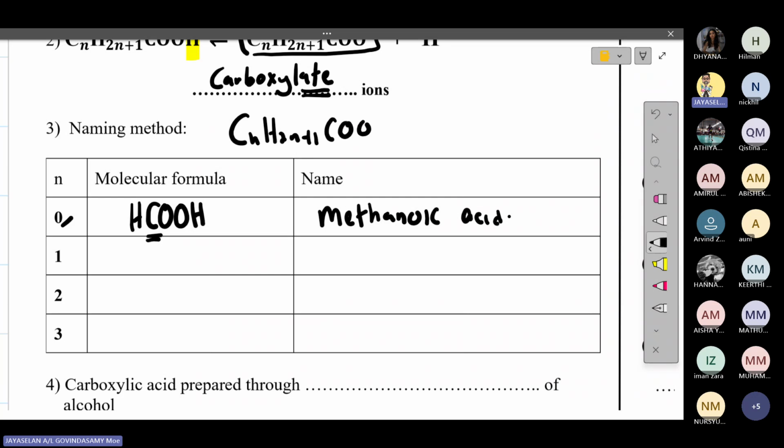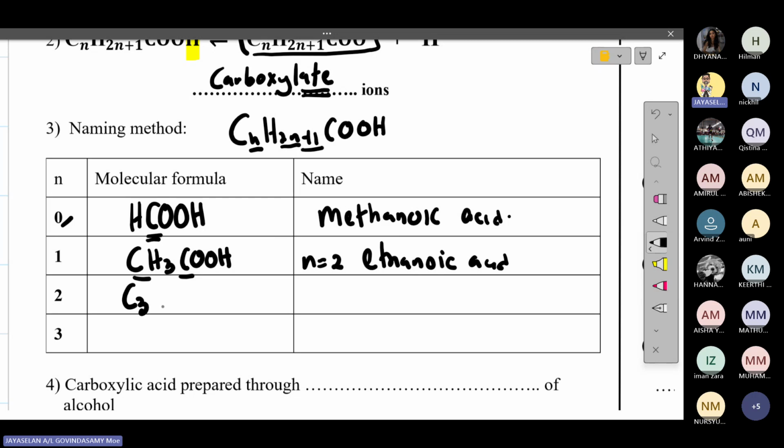If you apply n equals 1 to CnH2n plus 1 COOH, so C1, H 2 plus 1, 3, COOH. Here already got 2 carbons, 1 plus 1, 2, right? So this is called ethanoic acid. Propanoic acid, you apply n equals 2. C2, H will be 4 plus 1, 5, COOH. So this is 3 carbons, 2 tambah 1, 3. So we call propanoic acid. This one you guys do lah.